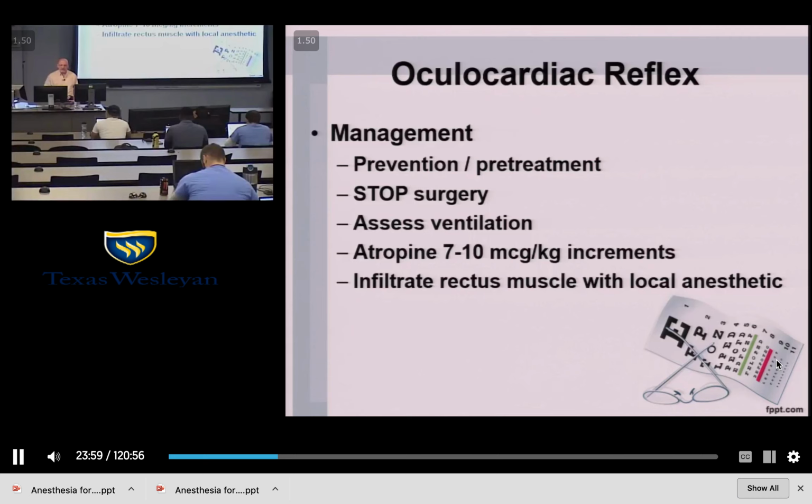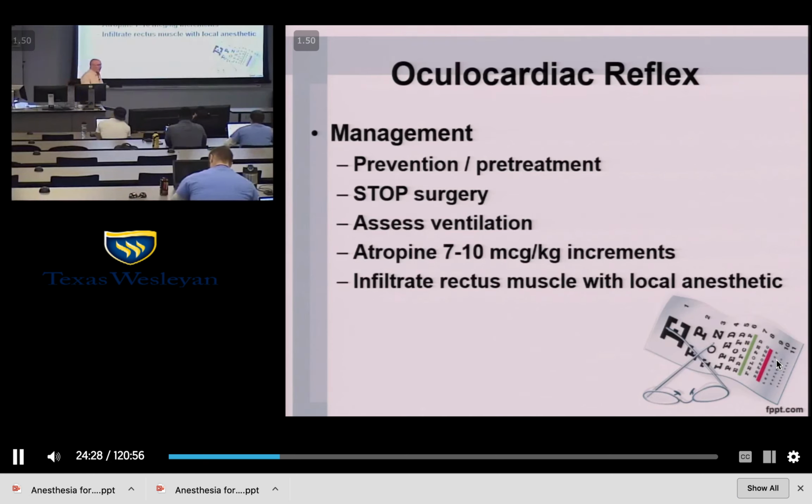So assess your patient's ventilation. If you do have to treat it, then we'll treat it with atropine, anywhere from 7 to 10 mics IV, or probably 7 to 10 mics per kilo IV. If it continues, then the ophthalmologist can infiltrate the rectus muscle with local anesthetic in an attempt to stop it.